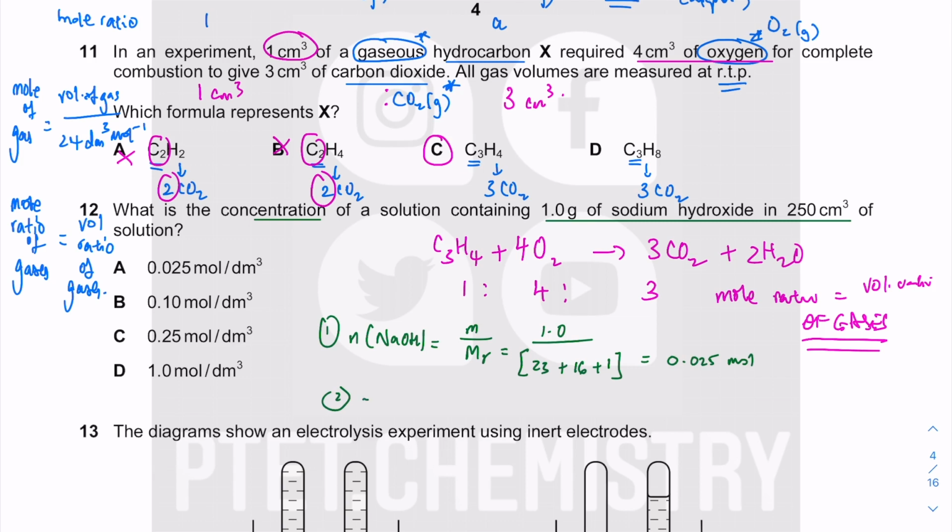Now I want the concentration. Concentration here is in mole per dm cube. So I have the mole and I have the volume. The volume is in 250 cm cube. Each of these is in dm cube, so I must convert the 250 into dm cube by multiplying by 10 to the minus 3. Some people don't like that, then you just do 250 over 1000. So 0.025 divided by 250 times 10 to the minus 3, I get 0.1. That is what my calculator shows me.